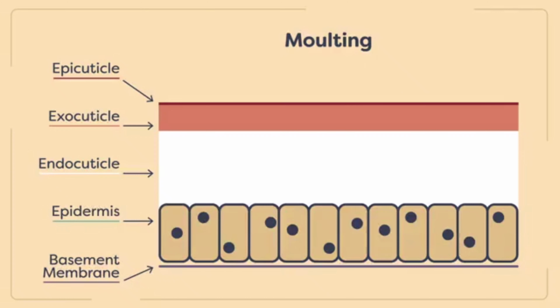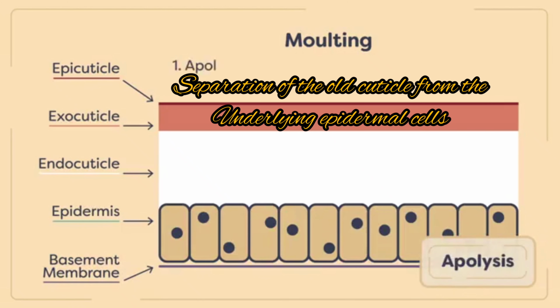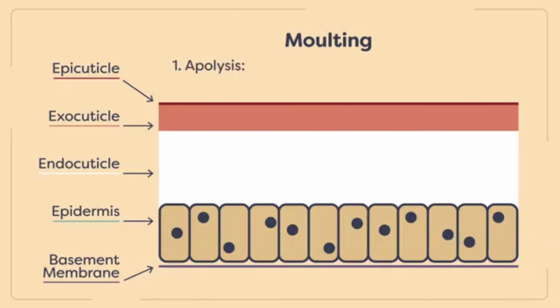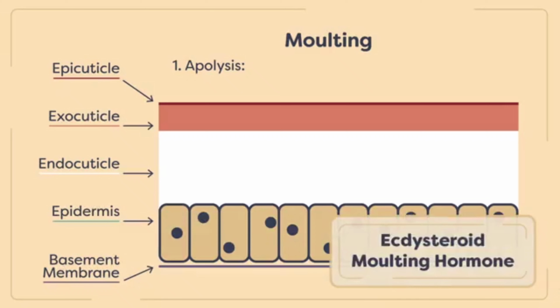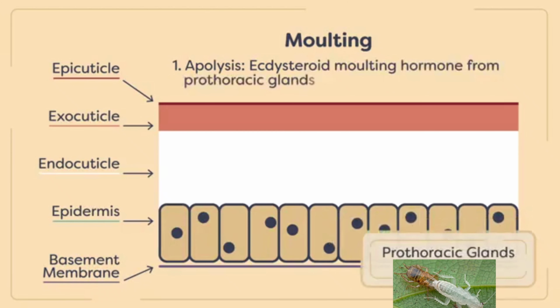The first step in the molting process is called apolysis, which is the separation of the old cuticle from the underlying epidermal cells. This is caused by replication of the epidermal cells that are stimulated by ecdysteroid molting hormone that is synthesized and released from endocrine glands, called the prothoracic glands.